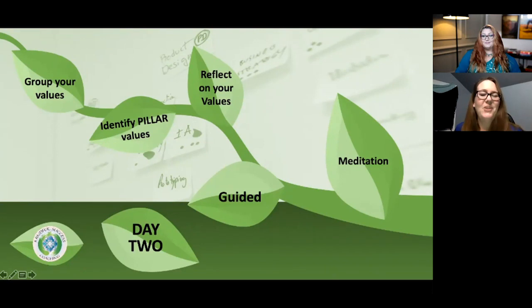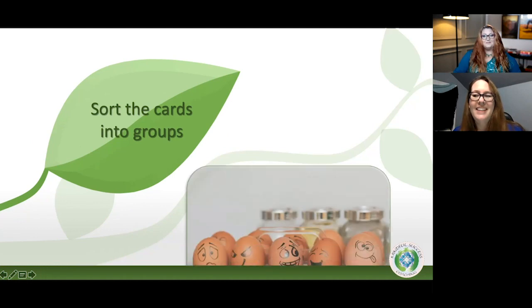Okay, so day 2, we're going to spend some time grouping your values into what we're going to call pillar values, which is a cluster of values that support you. Then we'll have you reflect on those values and what it would be like if you lived your life by those values by way of a brief guided meditation. It's going to be awesome.